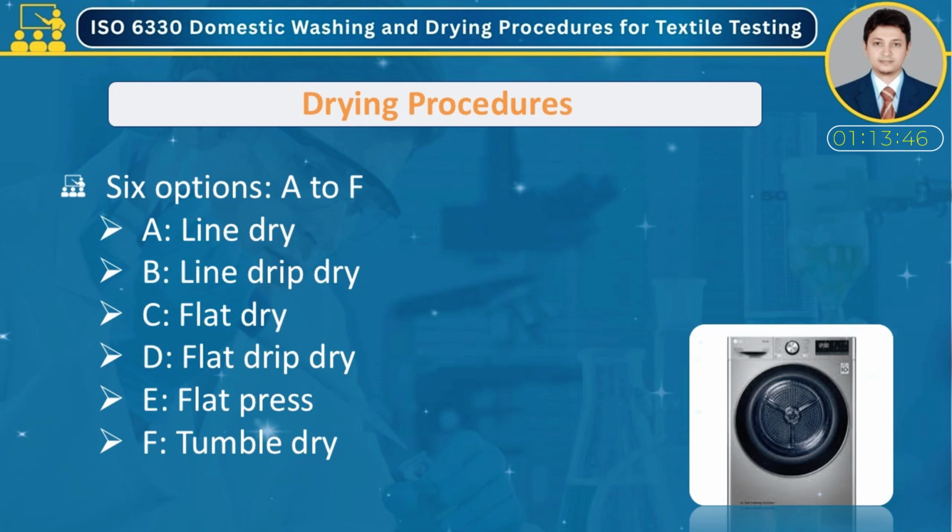Drying procedures. Drying is performed immediately after washing. Each procedure simulates a specific domestic drying method. Tumble drying parameters such as temperature, cycle time, and residual moisture must follow clauses 10.4 to 10.4.4.